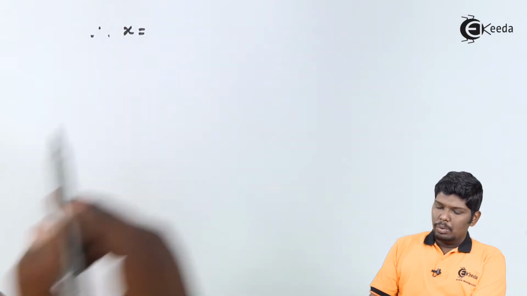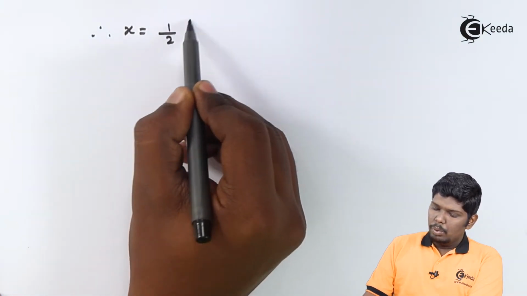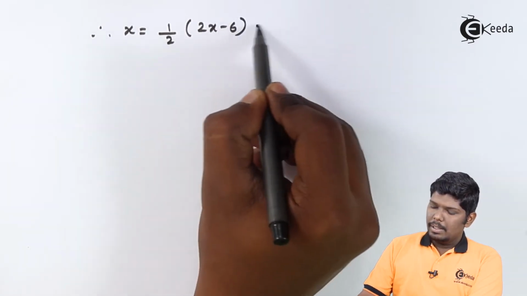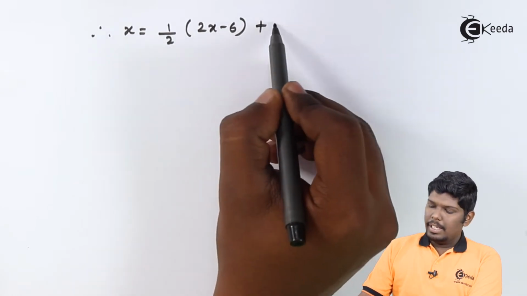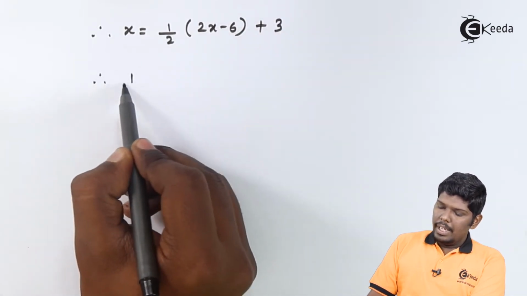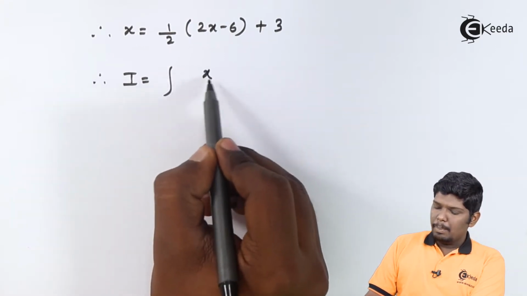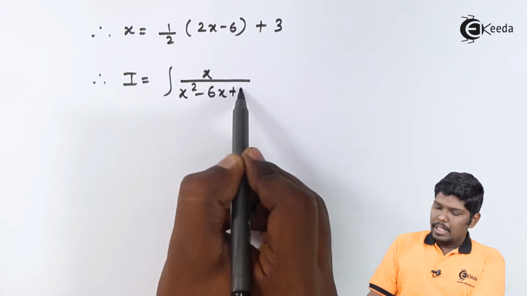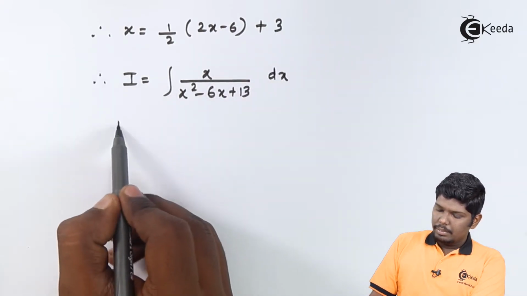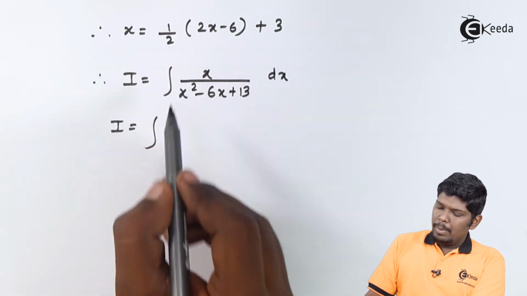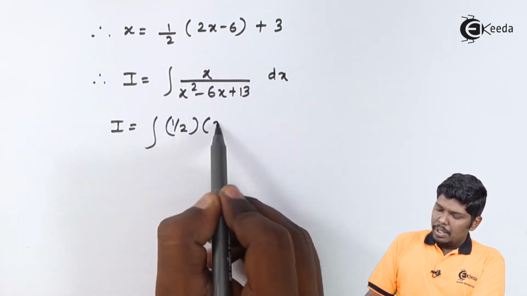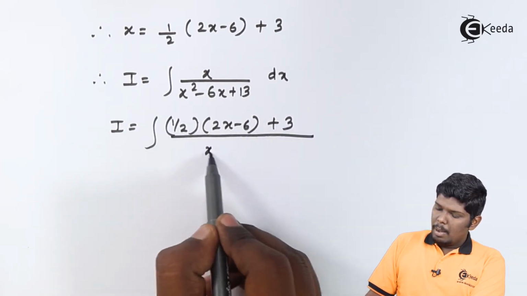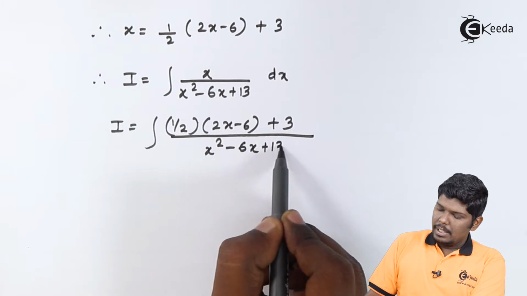Therefore, x is equal to a, that is 1 upon 2 into 2x minus 6 plus b, that is 3. Our given integral I is x upon x square minus 6x plus 13 dx. The value of x will be 1 upon 2 into 2x minus 6 plus 3 upon x square minus 6x plus 13 dx.